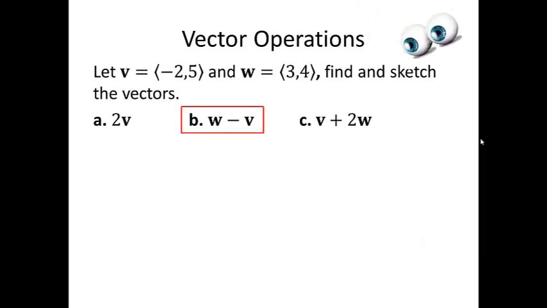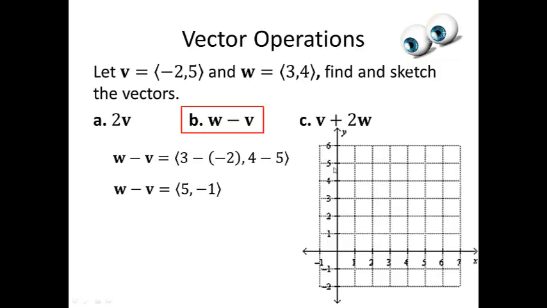Part B. So we're going to subtract them. So this is going to be w minus v, right? So 3 minus negative 2 and 4 minus 5. So I'm going to end up with 5 comma negative 1. 3 minus a negative 2 is 5. 4 minus 5 is negative 1. In drawing that, first we're going to draw the w and the v, and then the sum of them would be that one right there.